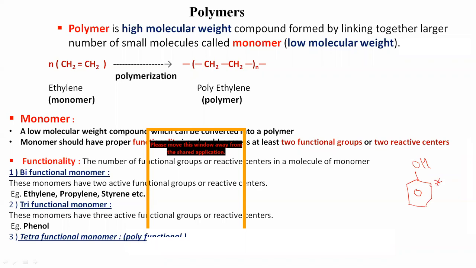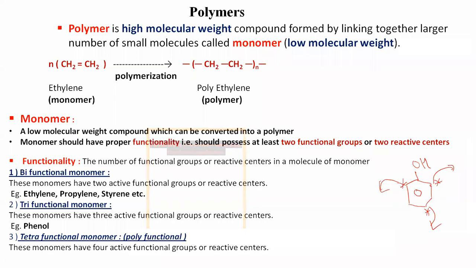Here, this is one ortho site, this is the second ortho site, and this is the para site. You must have studied ortho, meta, and para. So these two are ortho, these two are meta, and this one is para. So in the case of phenol, three sites are available for polymerization. It means polymerization can be done from this ortho direction, another ortho direction, or this para position. That is why it is called a trifunctional monomer.